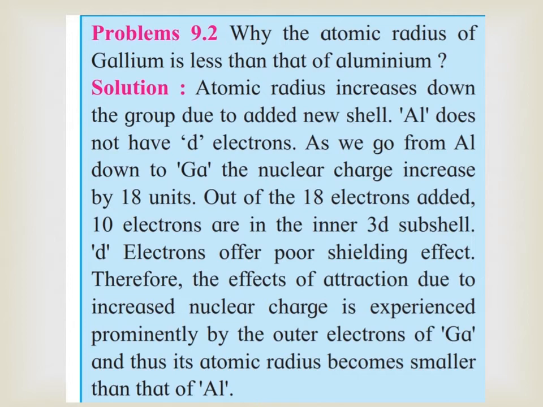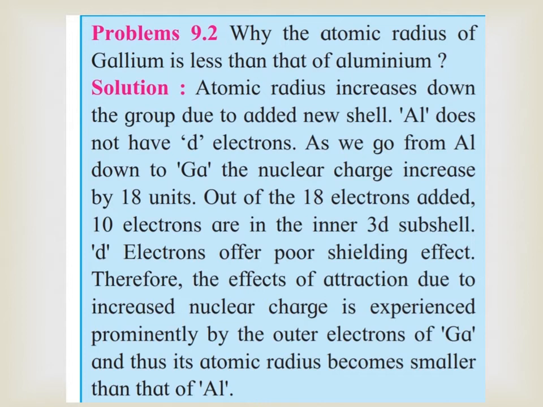And if you see properly, while going down the group, aluminium comes first and then gallium comes. So ideally speaking, aluminium should have lesser atomic radius as compared to that of gallium. But that is not the case. Now why is it so?